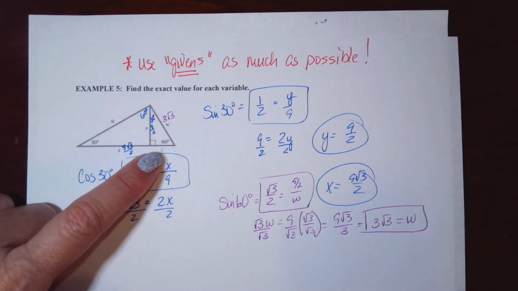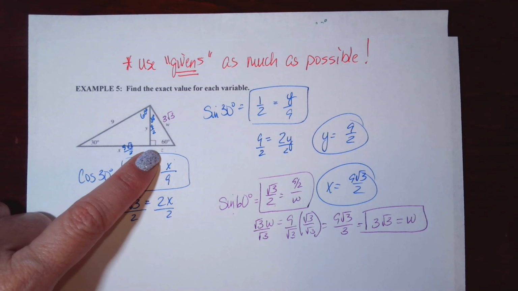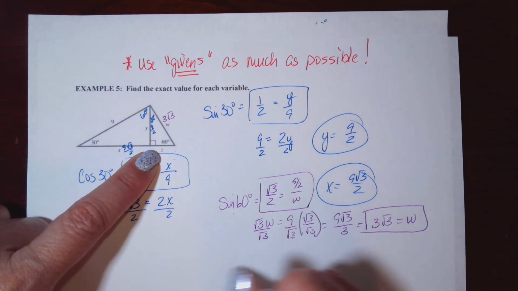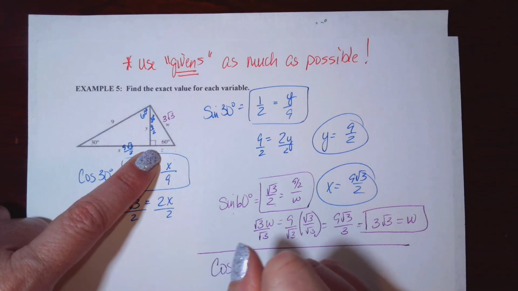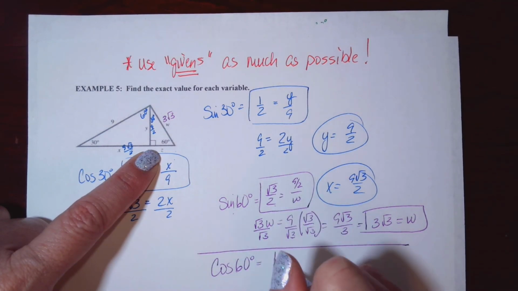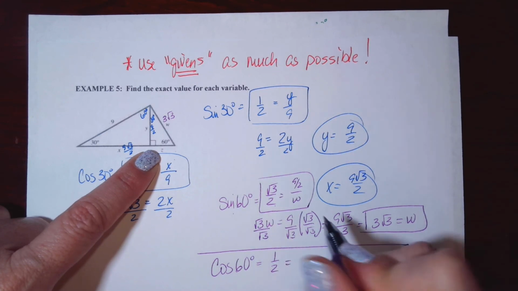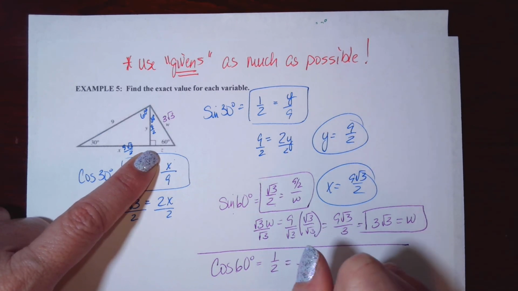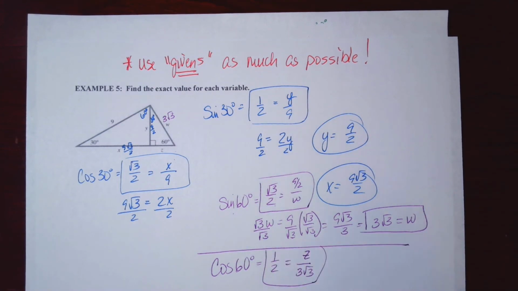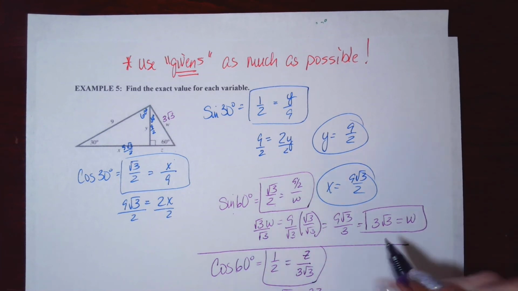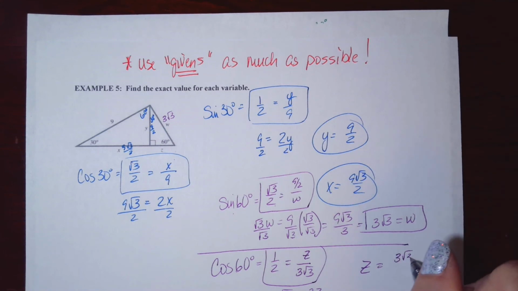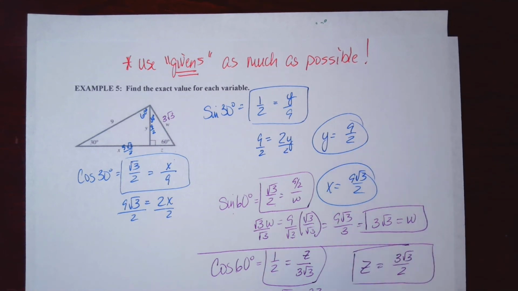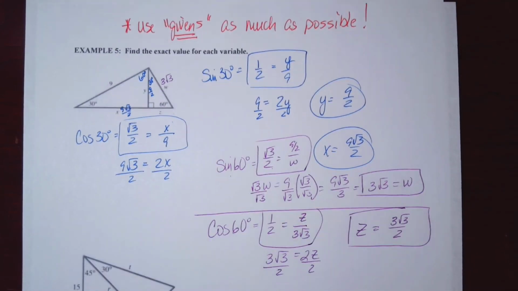So to figure out Z, I'm going to do cosine of 60 degrees. Sine of 60 was square root 3 over 2, cosine of 60 is 1/2. Cosine is adjacent over hypotenuse, and I need to solve that proportion. 3 square root 3 equals 2 times Z. So Z is 3 square roots of 3 divided by 2. And I have solved all the missing side lengths for those triangles.